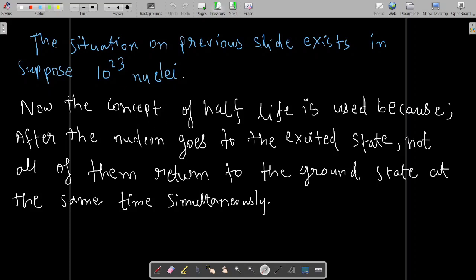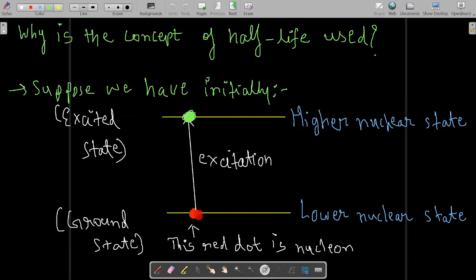After the nucleon goes from here to here, the nucleon will remain in the excited state for some particular amount of time, and after that amount of time, it will once again jump to the ground state. Please note this particular fact.